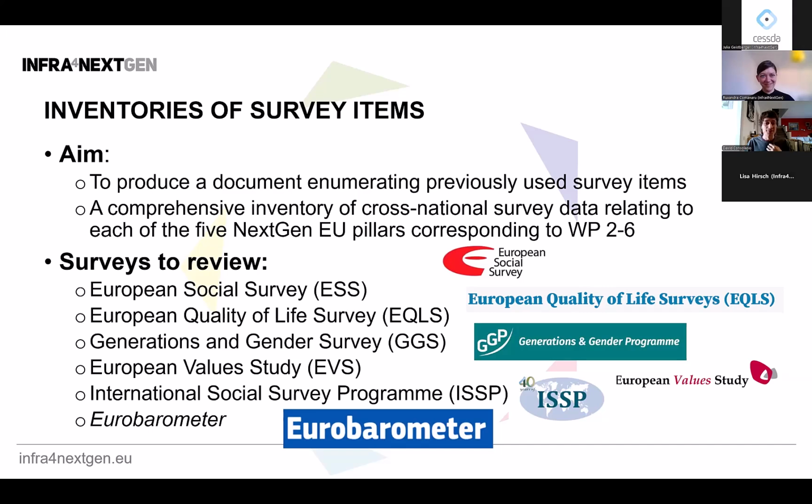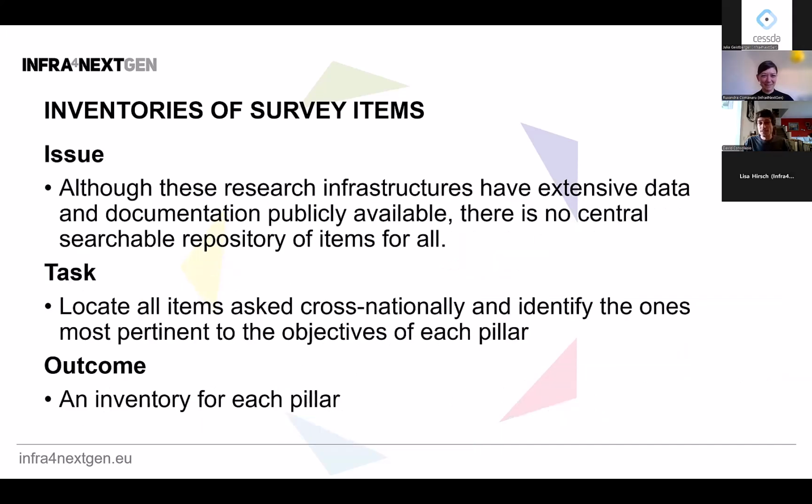That was a really huge and demanding task. The issue is that although these research infrastructures have extensive data and documentation publicly available, there is no central searchable repository of items for all. So researchers frequently need to explore common or similar items to identify which survey might be the best one to investigate a specific social phenomenon, or they need to combine information from different surveys to create an integrated dataset. To do such operations, they always have to move between different websites, study documentation, and all the related materials, which are often organized in different fashions.